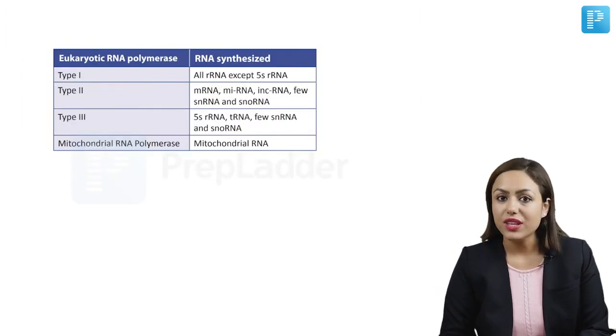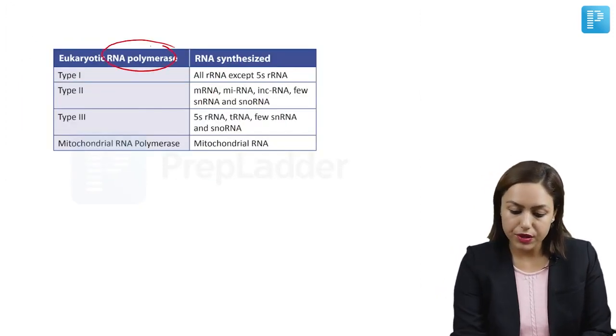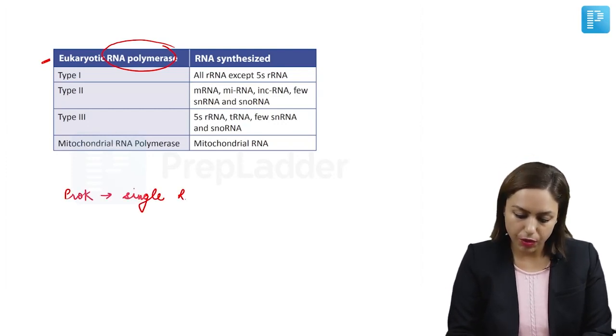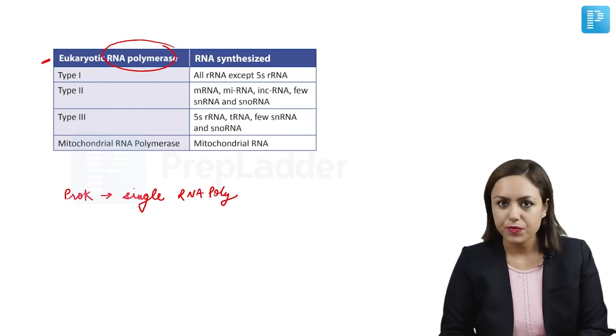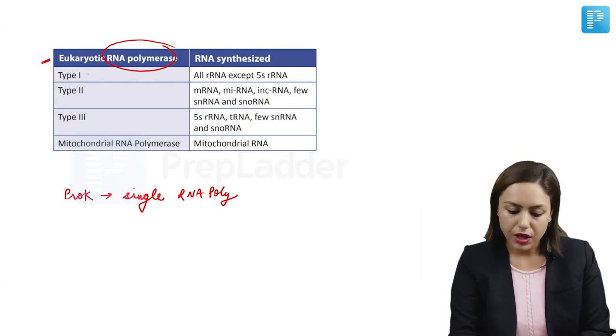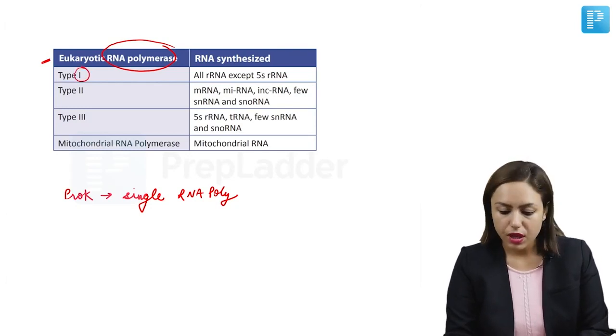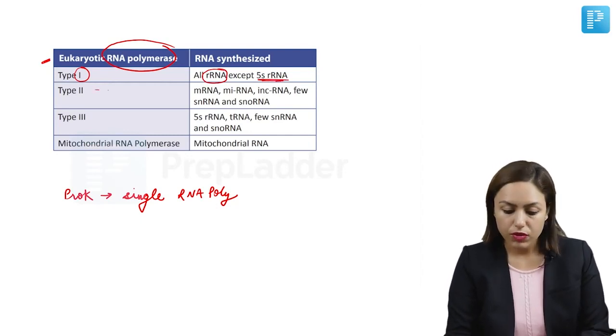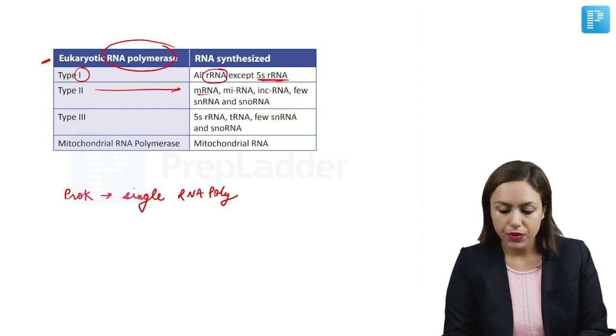Right? Then there are various types of RNA polymerases in eukaryotes. In prokaryotes, there is a single RNA polymerase only, but in eukaryotes, there are types. So let's do these types. Type 1 RNA polymerase will synthesize all the rRNAs except 5S rRNA. Right? Then type 2 will synthesize mRNA, miRNA, that is microRNA, then lncRNA.